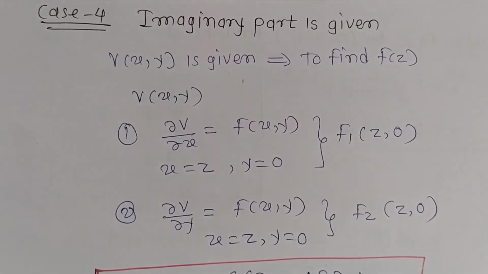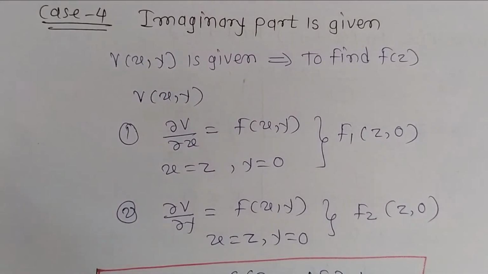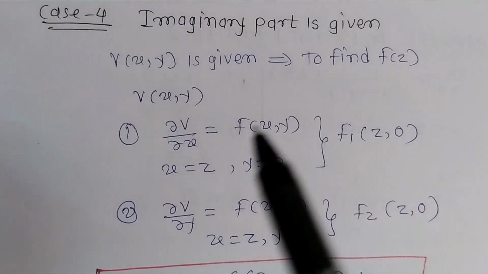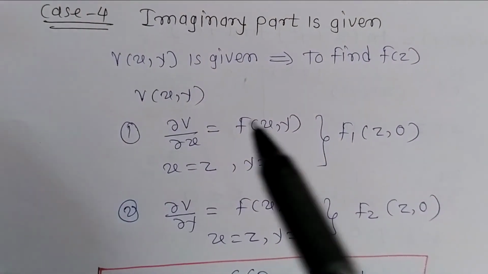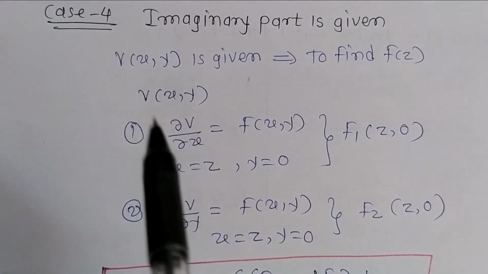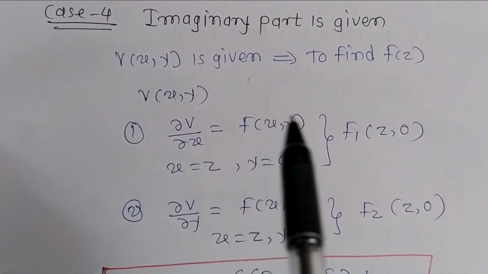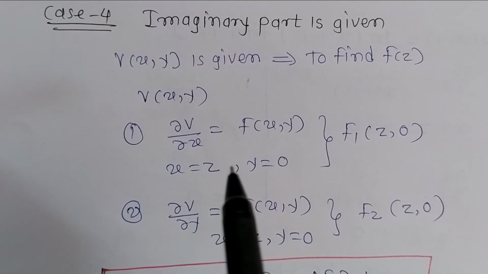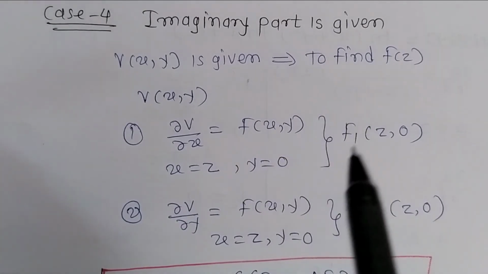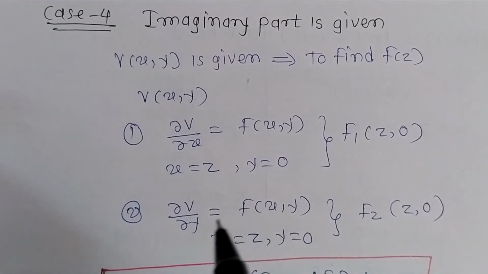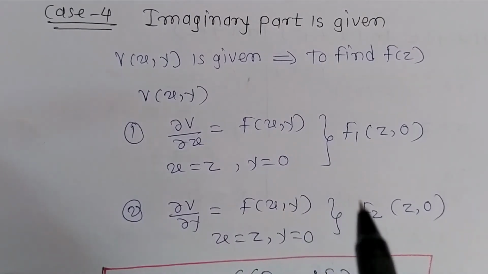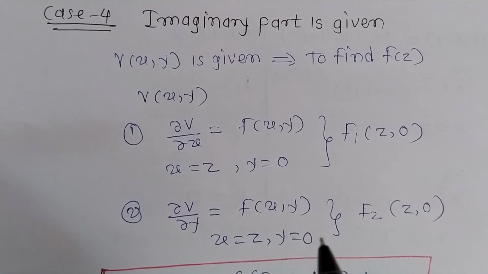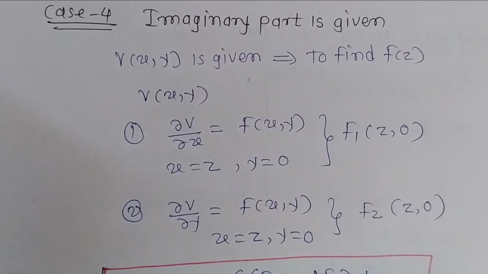Case 4: the imaginary part is given. That is, v of x, y is given, and we have to find f of z. We find ∂v/∂x, that is f1 of x, y, and put x equal to z and y equal to 0, that is f1(z, 0). Then ∂v/∂y is f2 of x, y; putting x equal to z and y equal to 0, we get f2(z, 0).